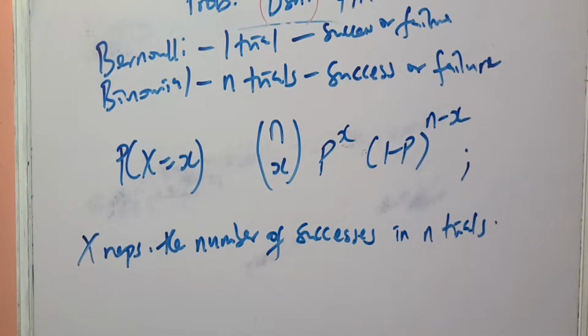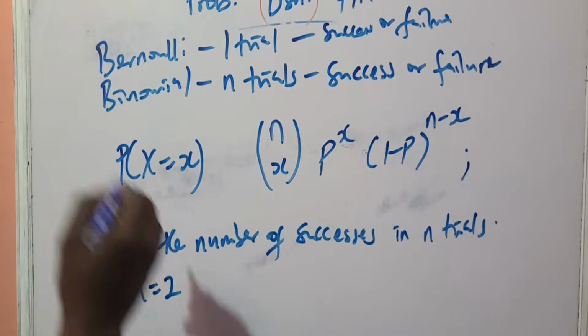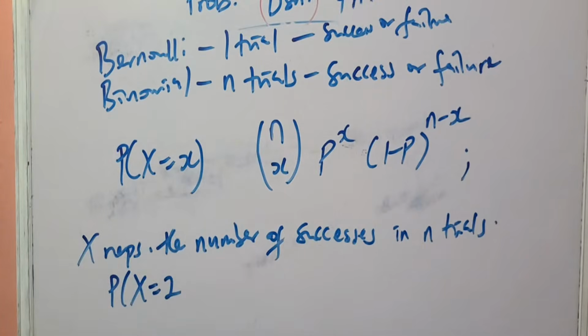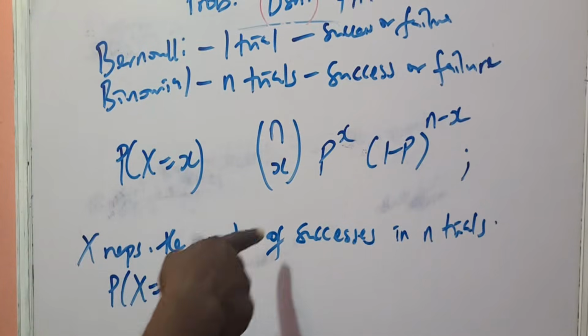Capital X, because the values you'll be giving are what we represent as small x. So if I write probability of x, that means the number of successes here is equal to, I could write, 2. That's what small x is representing: the number it will take. So x here is the number of successes.